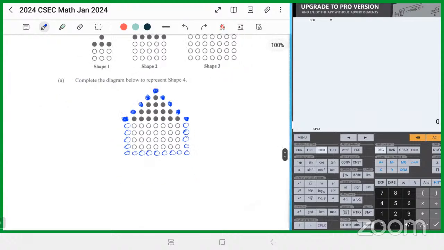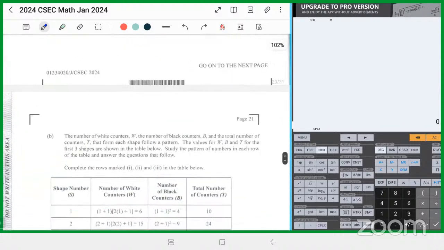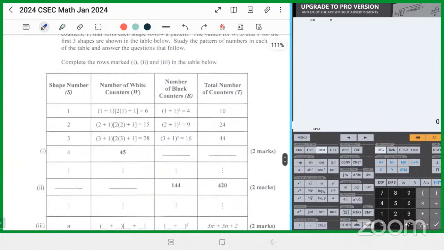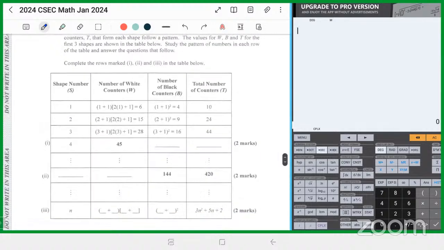All right, so down here now is where we're gonna complete the table. That's what these questions always are. It says the number of white counters W, the number of black counters B, and the total number of counters T that form each shape follow a pattern. The values of W, B, and T for the first 3 shapes are shown in the table below. It says study the pattern of numbers in each row of the table and answer the questions that follow. So basically, they want us to complete these rows here, row 1, 2, and 3, these 3 rows.